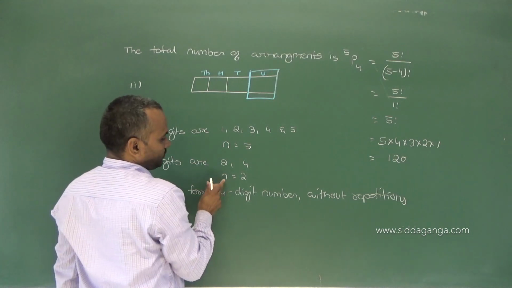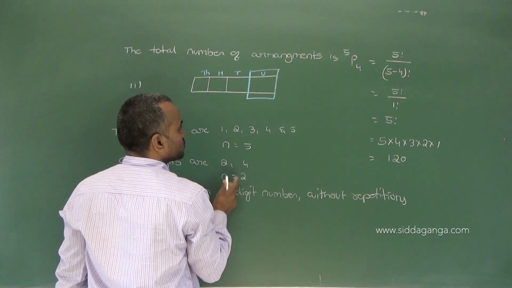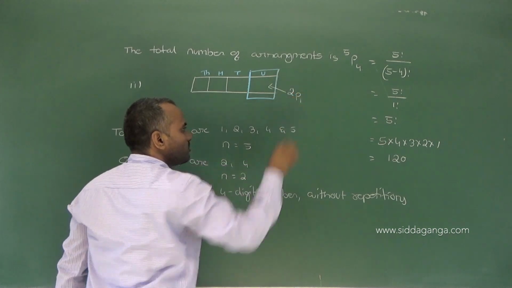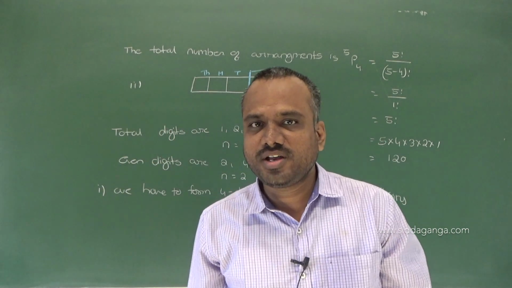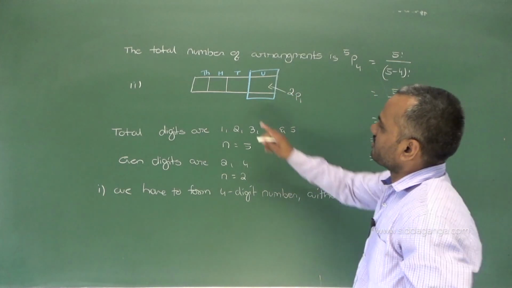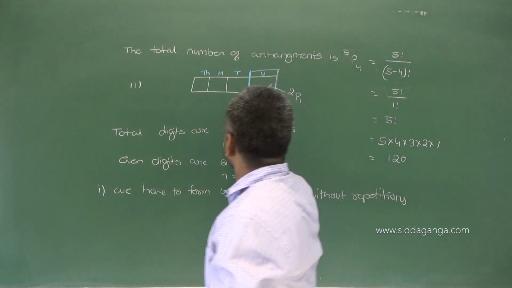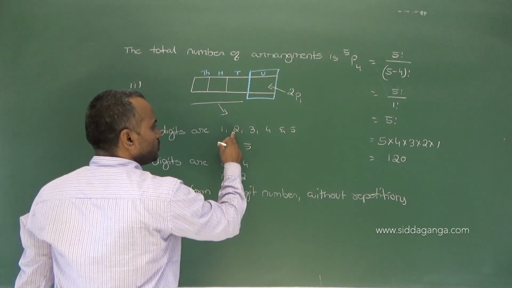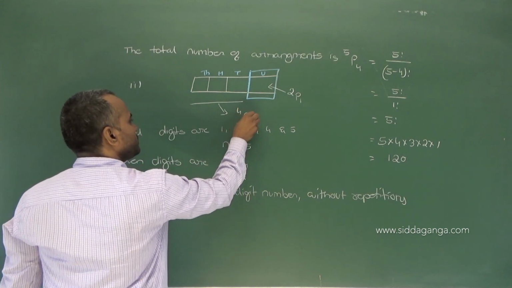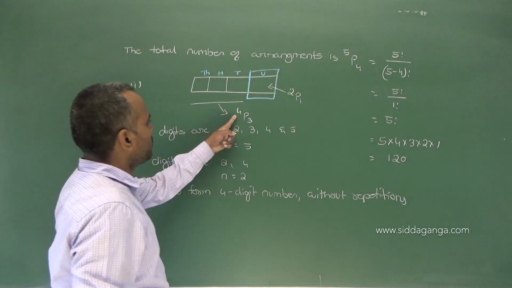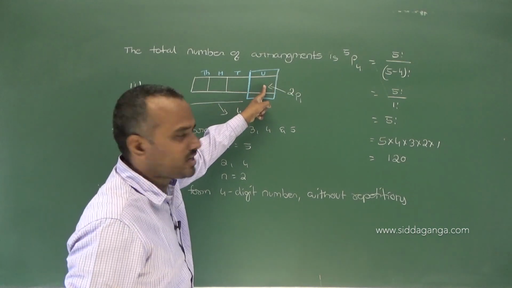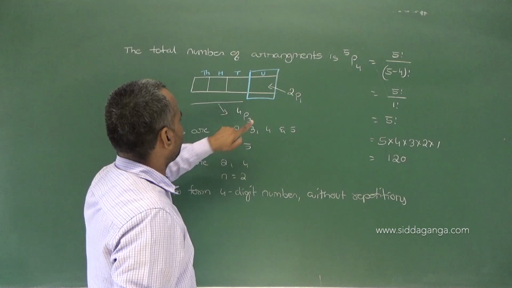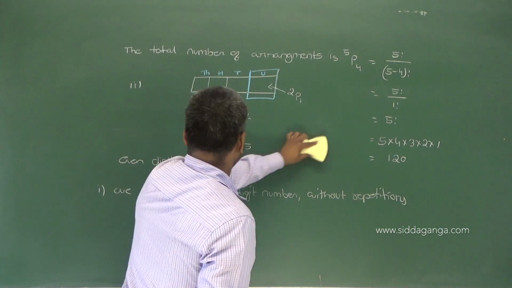Here, how many even digits are there? 2 digits. This box can be filled in 2P1 ways. Then remaining 3 boxes are there. Because one number is already inserted here, and without repetition, n is equal to 4, so 4P3 ways.